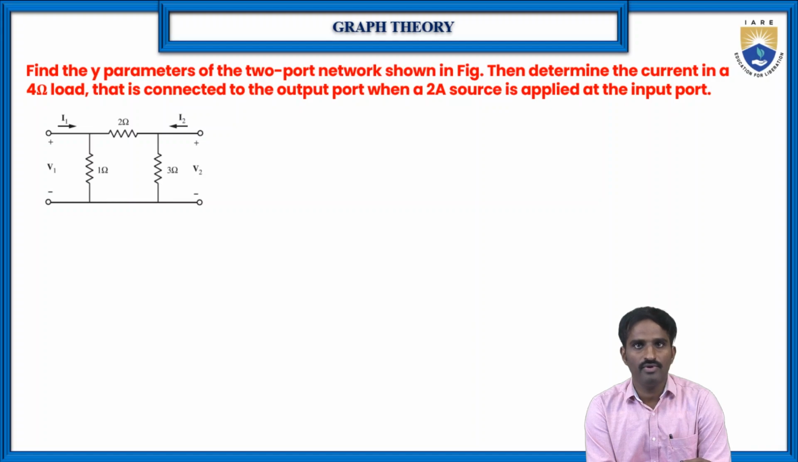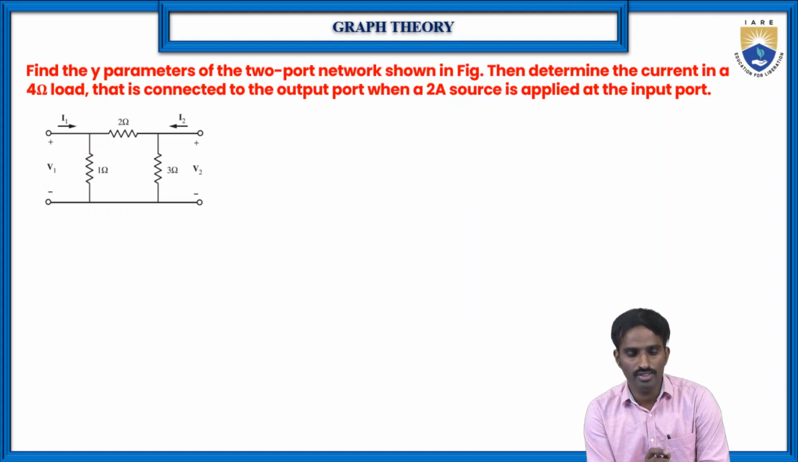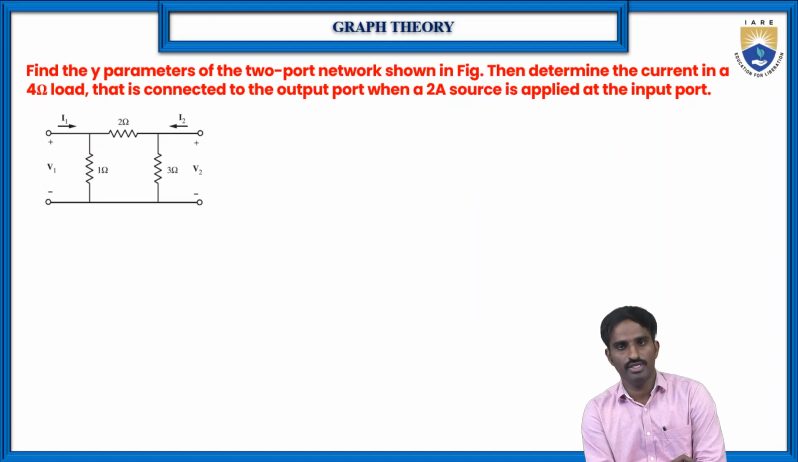Here, find the Y parameters of the two-port network shown in the figure. Then determine the current in a 4 ohm load that is connected to the output port when a 2 ampere source is applied at the input port. So this given problem contains two parts. One, as in the previous case, we need to find the Y parameters. After that, we connect the 4 ohm load at the output port, which means the secondary side, and connect a 2 ampere source at the primary side. Then we need to find the current flowing through that 4 ohm load.